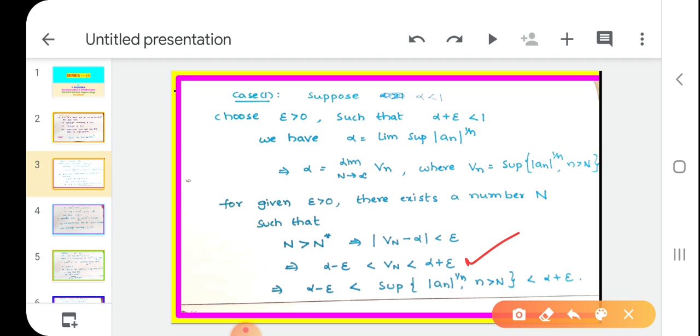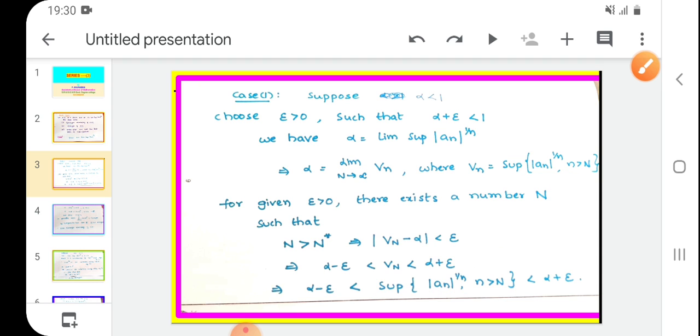But what is Vn? See, what is Vn? The supremum of |an|^(1/n) is the value of Vn. So I write α − ε less than Vn, which means the supremum of |an|^(1/n), less than α + ε. That implies α − ε < sup |an|^(1/n) < α + ε.